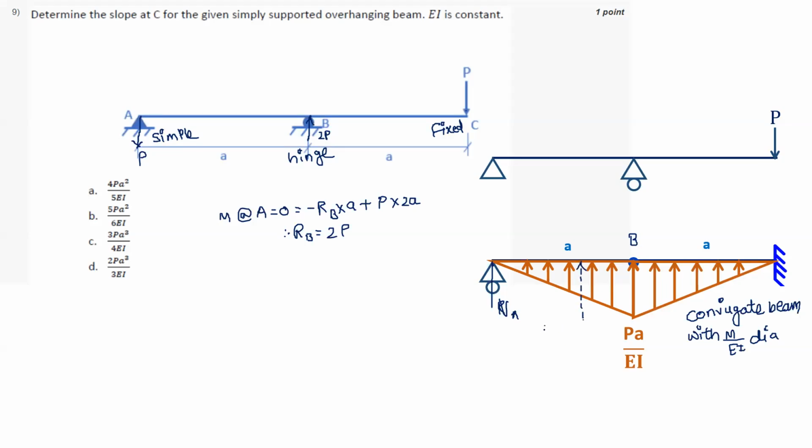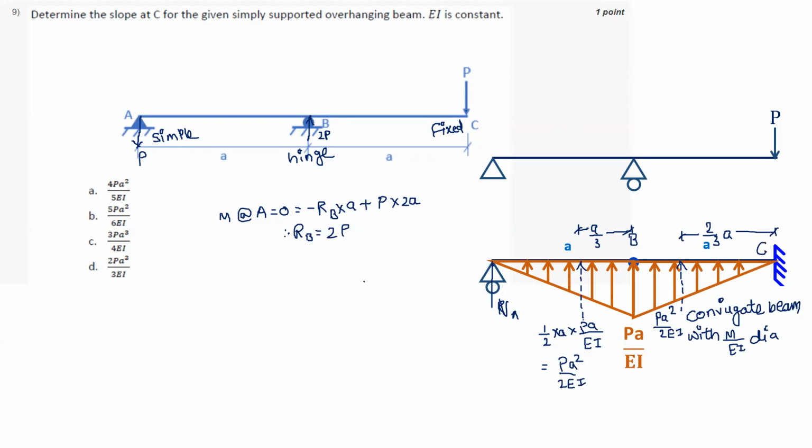So we have 1/2 into A into PA upon EI. This will be PA square upon 2EI, where it will act at A by 3 from here. Now this total load we have again the same, that is PA square upon 2EI. Where will it act? It will act at 2 by 3 of A from C.